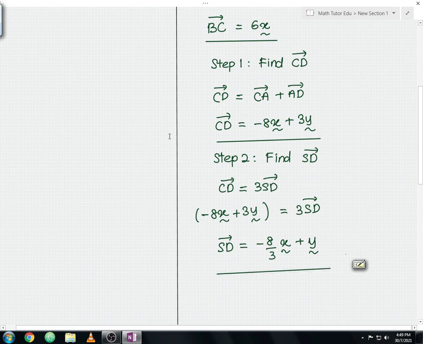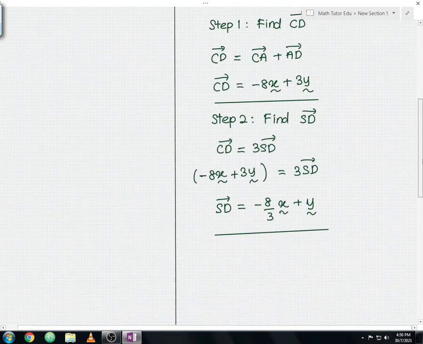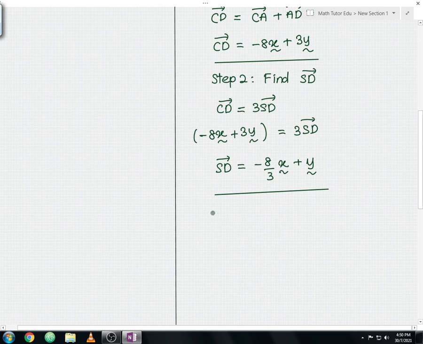We have already found the vector CD and vector SD. Now we can proceed to find the vector AS, since we already have vector SD and vector AD. Vector AS can be found using the law of addition, where you add vector AD plus vector DS. Since we have found SD, to find DS you can just add a negative sign in front of the vector SD, which is the opposite direction of vector SD. It is understood, guys. So we proceed to our third step.